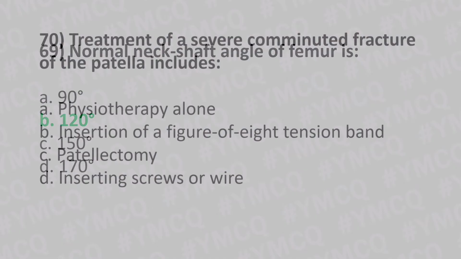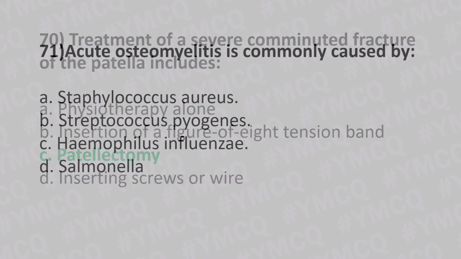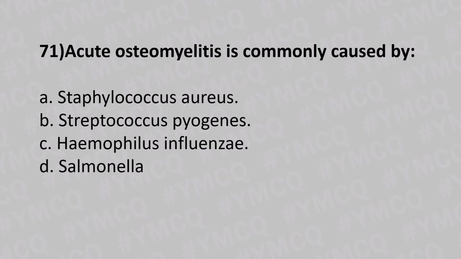Moving to our 70th question, treatment of severe comminuted fracture of the patella involves option A physiotherapy alone, option B insertion of the figure of eight tension band, option C patellectomy, option D inserting screw or wire. And the answer is option C patellectomy.